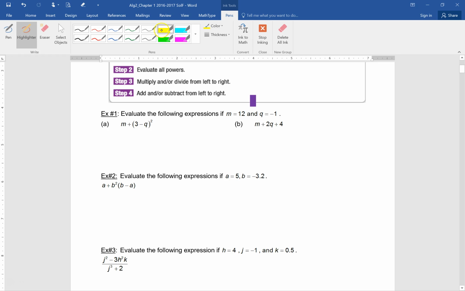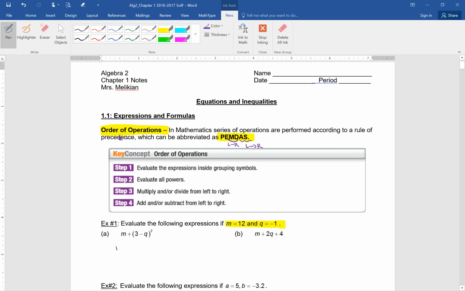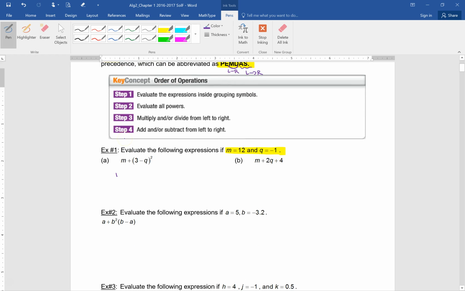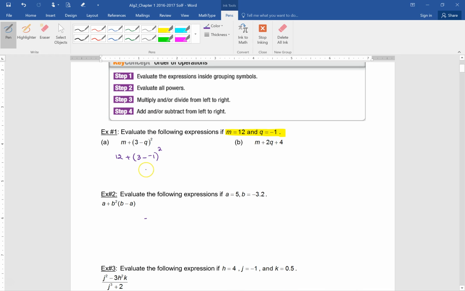So here I have a couple of expressions, and they've given you the values of M and Q. So all we have to do is plug them in. So for M, it's 12 plus 3 minus -1 squared. Okay? You have to watch out for those negatives. If your bookkeeping isn't dead on, then you might lose track of them.